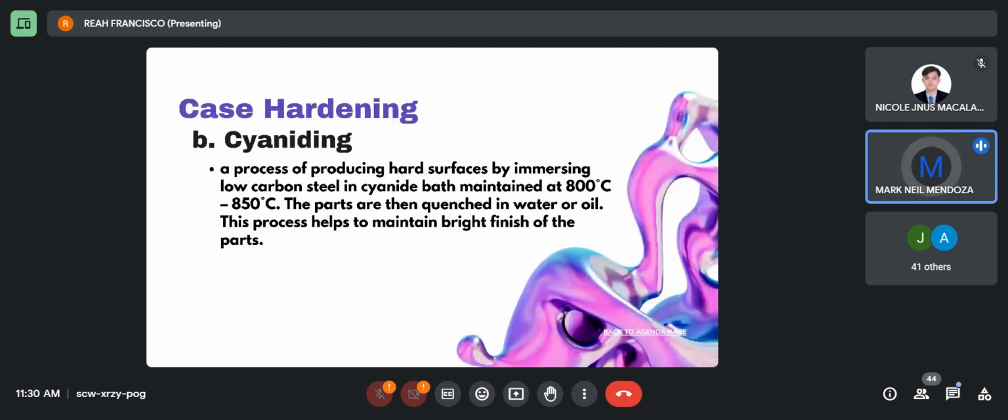Next slide is the cyaniding. It is a process of producing hard surfaces by immersing low carbon steel in cyanide, both maintained at 800 degrees Celsius to 850 degrees Celsius. The parts are then quenched in water or oil. This process helps to maintain bright finish of the parts.